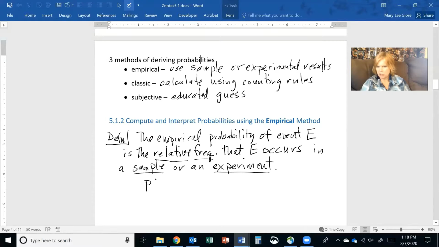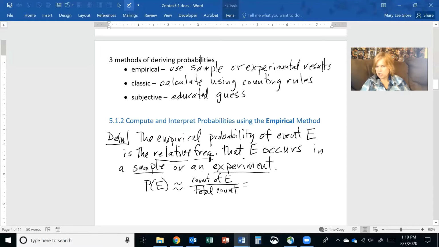So basically, we estimate the probability of this event by using the proportion of times that E occurs, which is, again, the relative frequency of E. And so this is the count of the event occurring over the total count. All right, so relative frequency is a count over a total count. So we say, well, how many times did E occur? How many times did we try it?